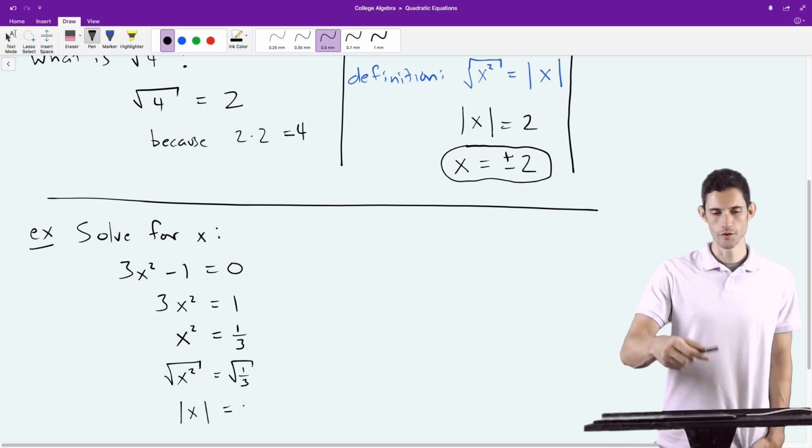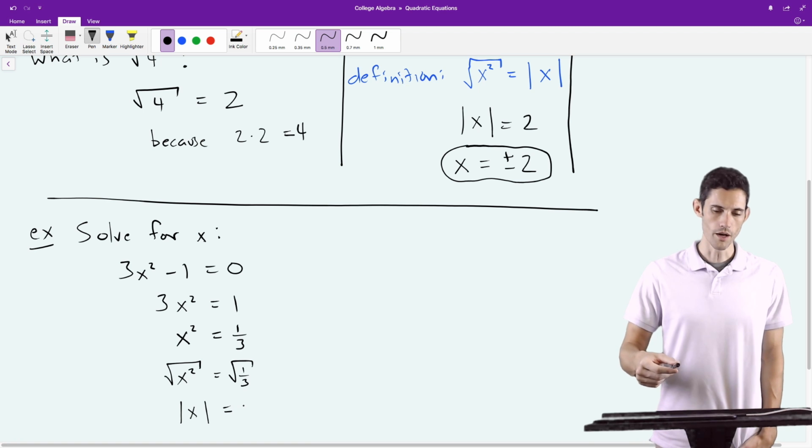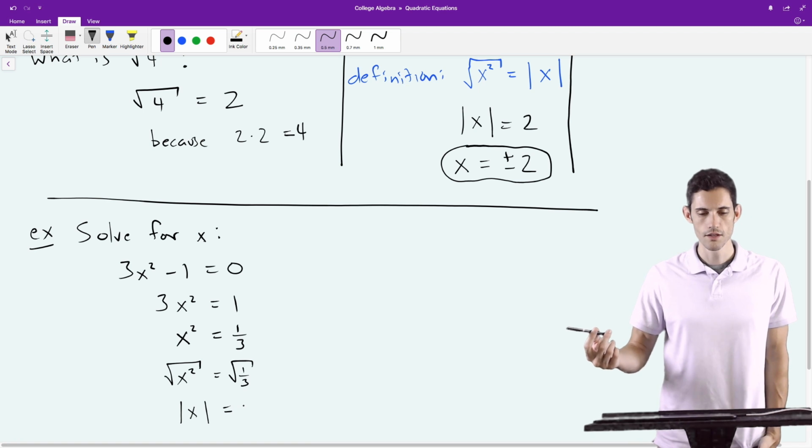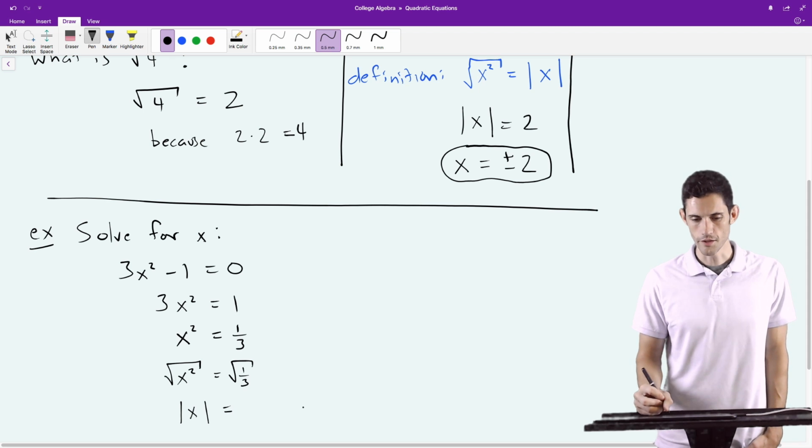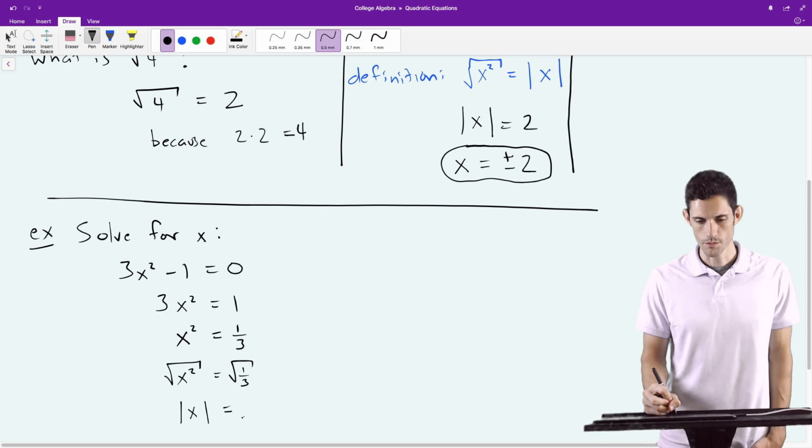so on the right, in the previous problem, I knew the square root of 4 is 2. In this problem, I don't really know what the square root of 1/3 is. I could use a calculator, but it's easier to just leave it alone. It's a number. Whatever it is, it's fine the way it is. I'm just going to leave it alone.